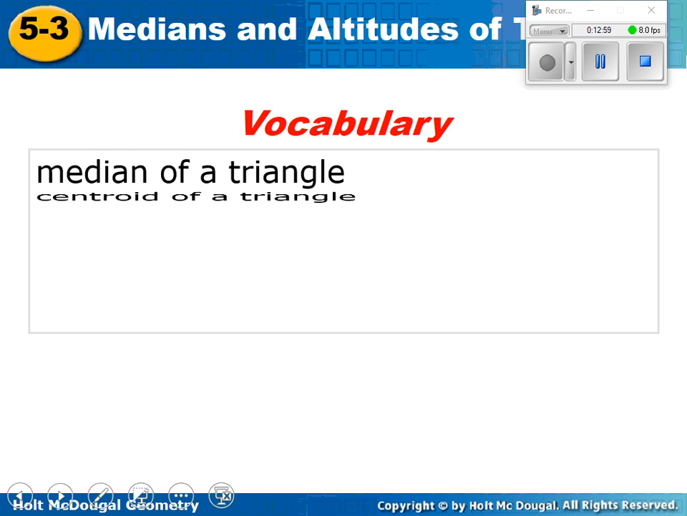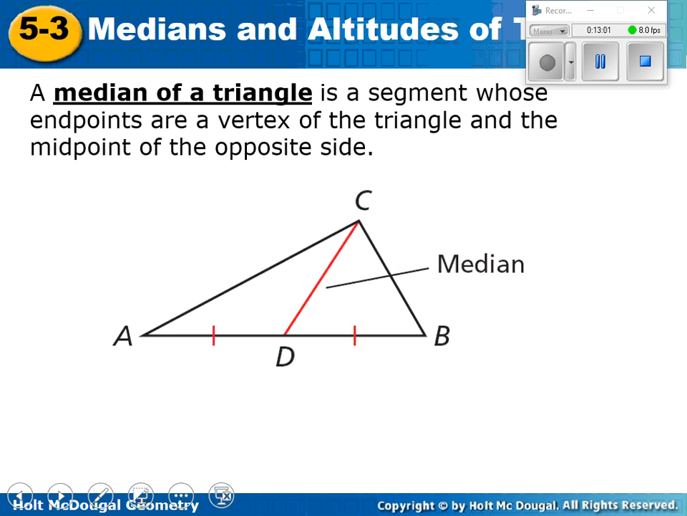What are those? So we'll start with the definition of a median. A median is a segment that goes from a vertex to the midpoint of the opposite side. Has to go from the vertex to the midpoint. I'm going to warn you that a perpendicular bisector could also go from the vertex to the midpoint. It could, but does it have to go through the vertex? No. Does it have to go through the midpoint? Yes, because it's a bisector.